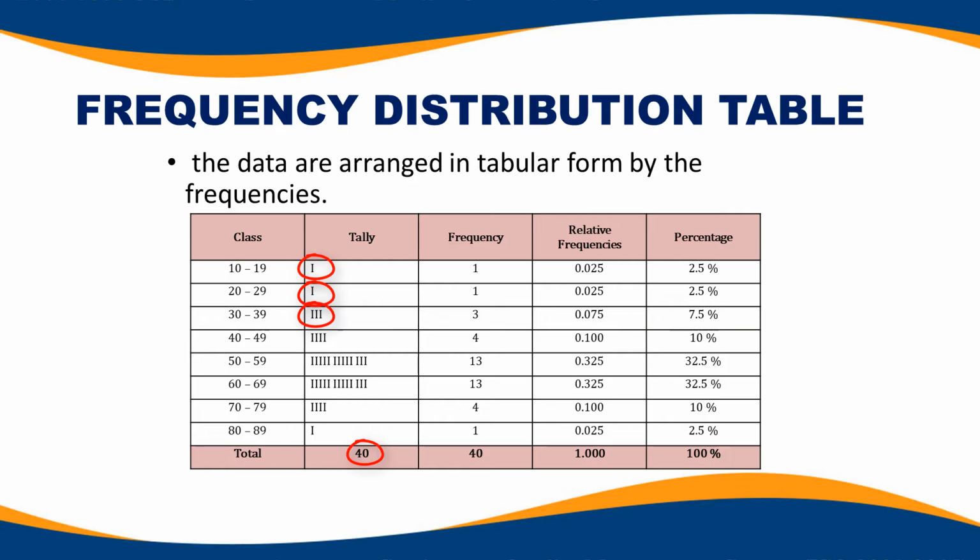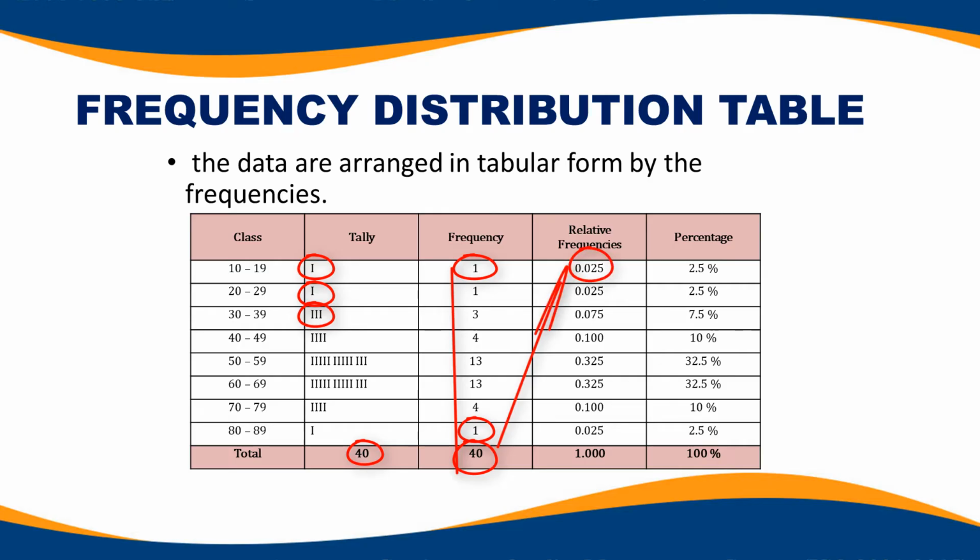So, kung kukunin mo yung frequency, bibilangin mo lang yung tally. Kaya, tally, number 1, yung 10 to 19 is 1, then 1. So, hanggang dun sa dulo na 80 to 89, which is 1. Then, finding the relative frequency. Paano ba kinukuha yung relative frequency? So, dun sa first class na 10 to 19, ang frequency niya ay 1. So, ang gagawin mo para makuha mo yung relative frequency, 1 divided by 40 is 0.025.